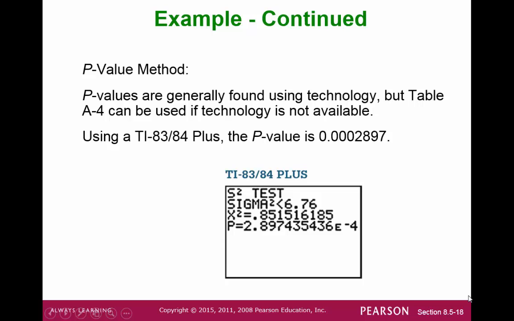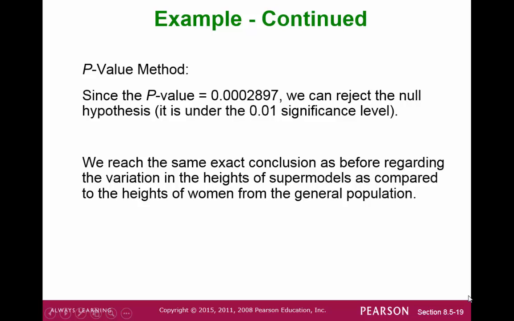Now, some calculator programs might have a way to compute the p-value, and if you do that, you get a p-value of 2.897 e to the negative 4. That's essentially 0.0002897, and that is clearly less than 0.01. So because our p-value is less than 0.01, we would still reject the null hypothesis and come to the same conclusion.